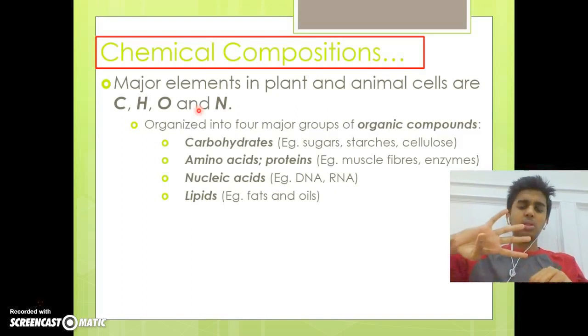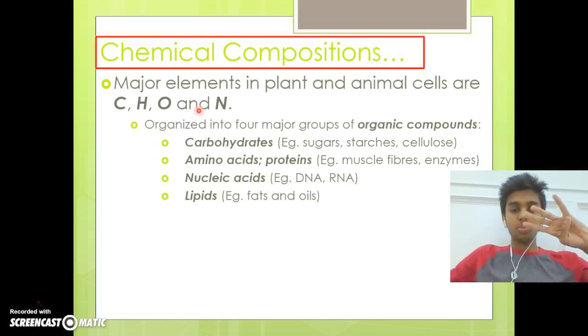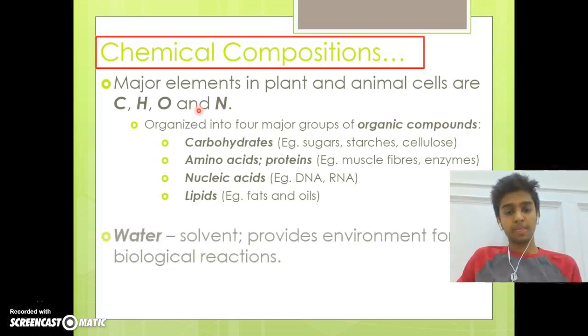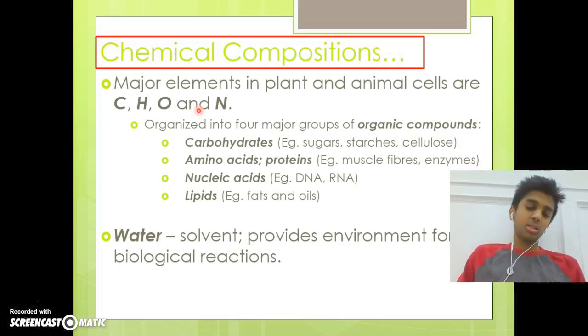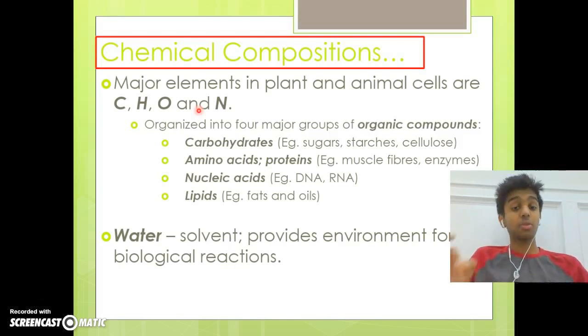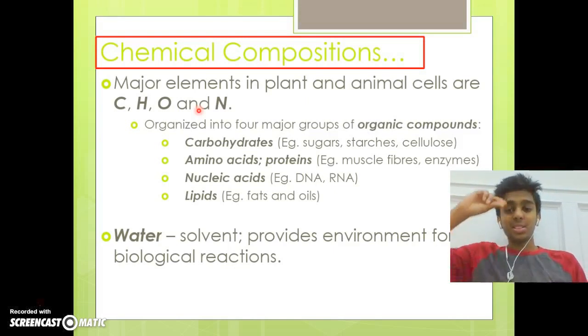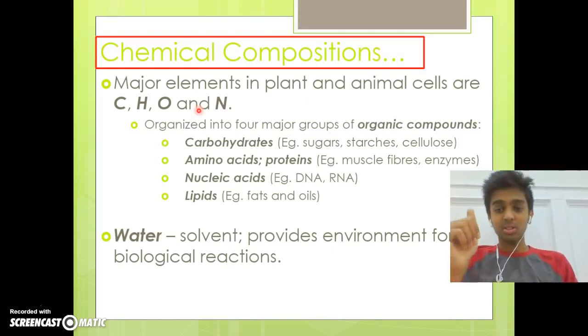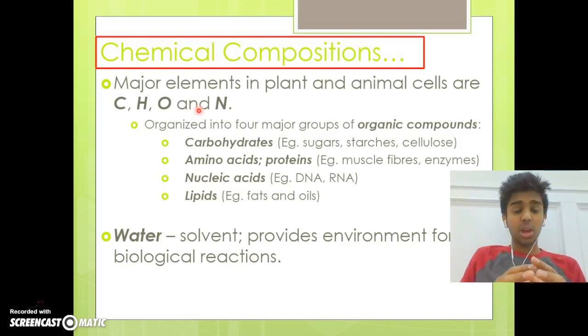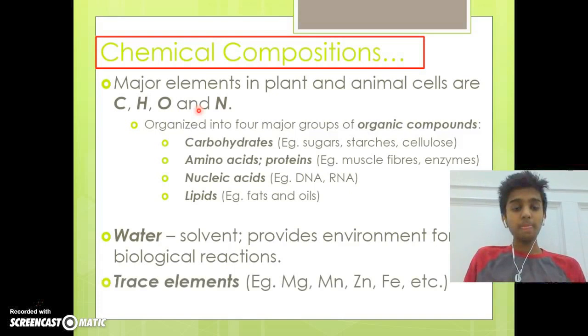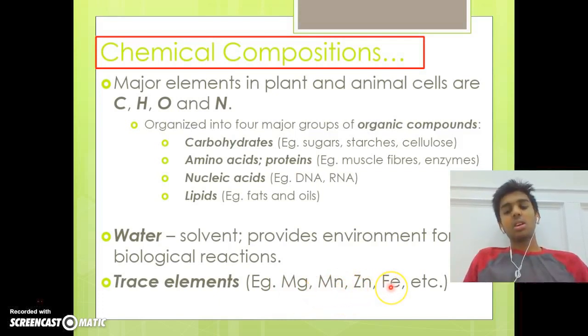So we have the four main groups of organic compounds: carbs, amino acids, nucleic acids, and lipids. We also have the four major elements of human cellular function: carbon, hydrogen, oxygen, and nitrogen. We also have water, of course. Water is a solvent. It provides the environment for all the biological reactions because it dissolves everything. That's what it does. It just enters the cell, dissolves any nutrients and breaks them down so that they can be used by the cell. And it breaks them down into the trace elements. So into magnesium, manganese, which is one of these two, zinc, and iron.